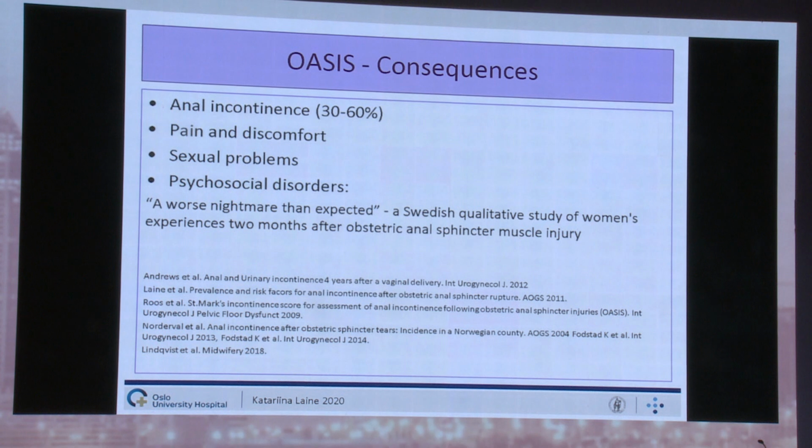OASIS is the most important risk factor for female anal incontinence. About half of the women have anal incontinence later in life. It's also causing pain and discomfort and sexual problems and even psychosocial disorders for women who experience this injury. Long-term prognosis is not very good. Women who have persisting anal incontinence 1 year after delivery often have a permanent anal incontinence.